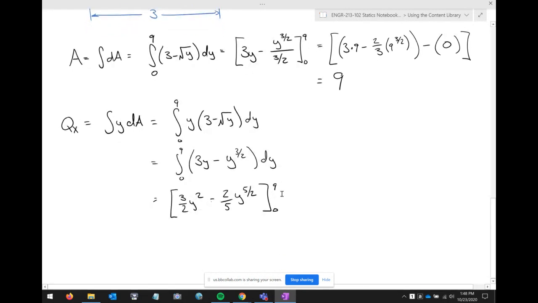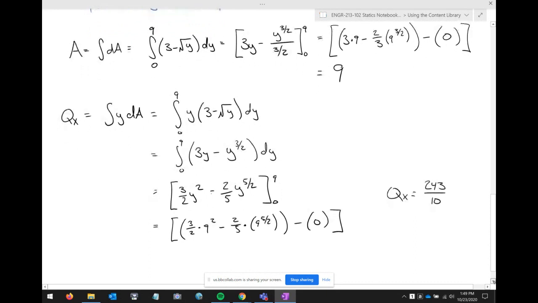Then we plug in the top number. Minus, plug in the bottom number, and those are all going to be 0. And so we get a qx. If you chug this out in your Casio, you will get, what is that? It ends up being like 243 over 10.